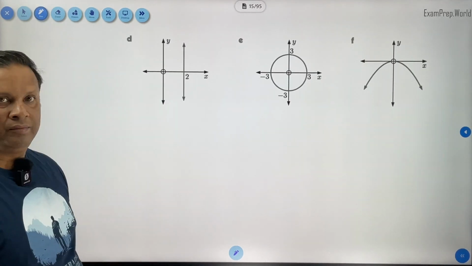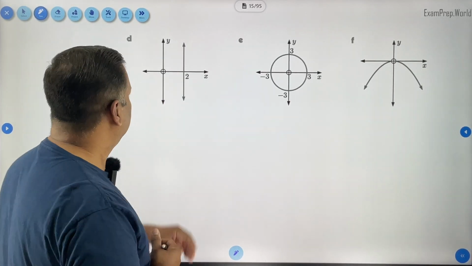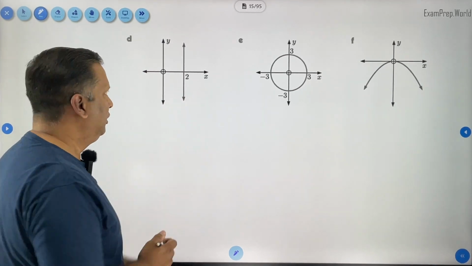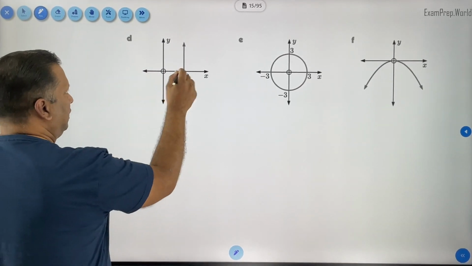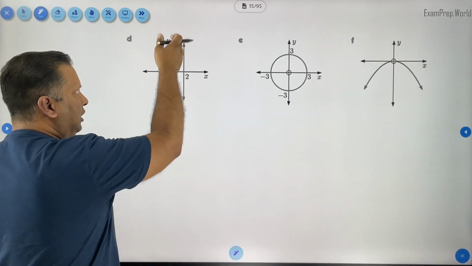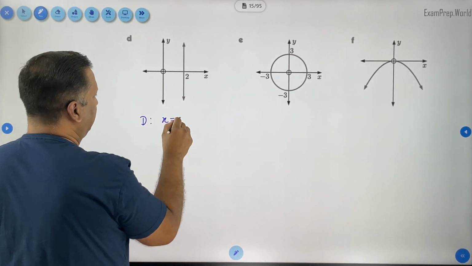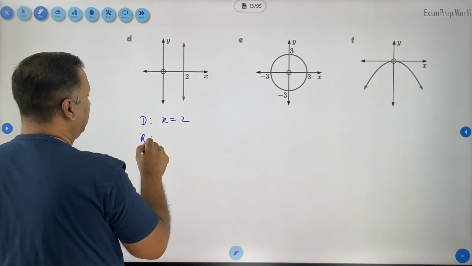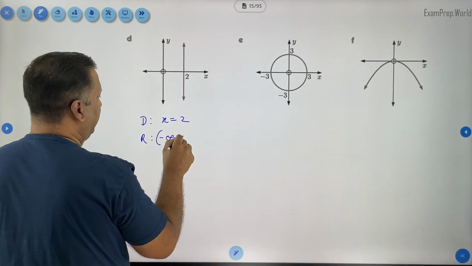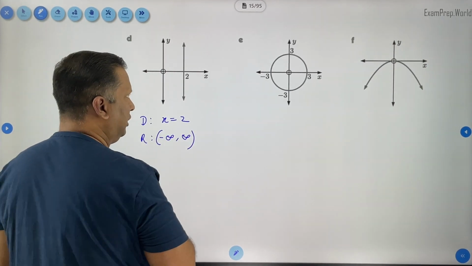We have a few more, right? Now, this kind of question we discussed. Here, is the x value changing? The x value on this line will always be 2. So domain is x equal to 2, and range is -infinity to +infinity, correct?